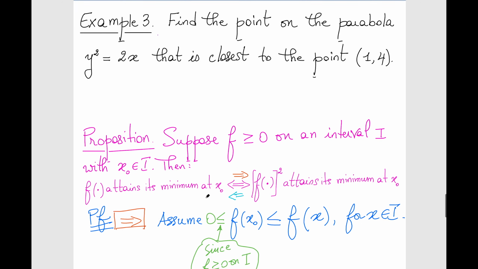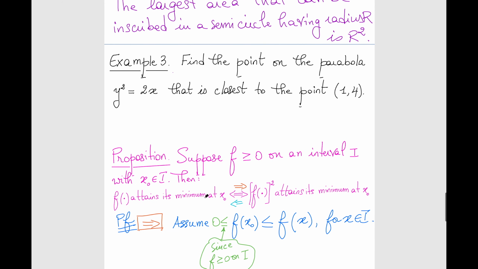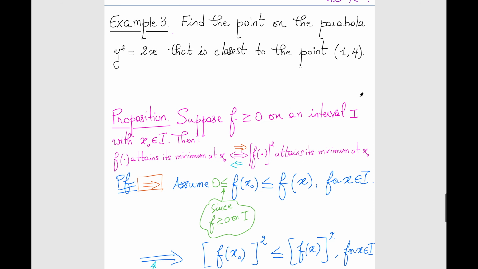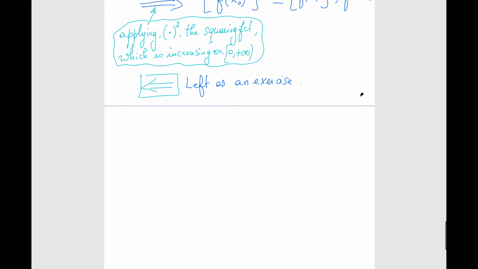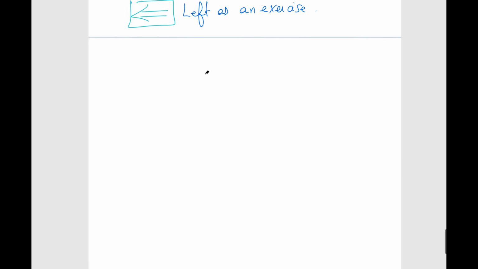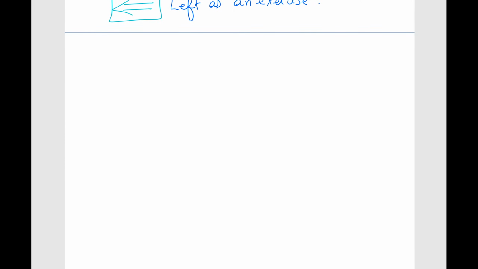All right, back to the problem. Find the point on the parabola y squared equals 2x that's closest to the point (1, 4). Okay, so now back to the exercise, back to example 3.